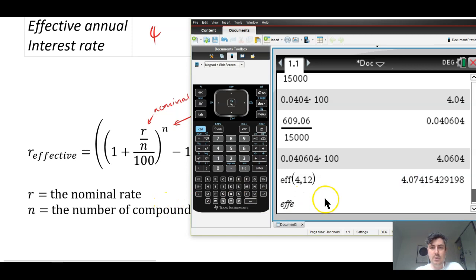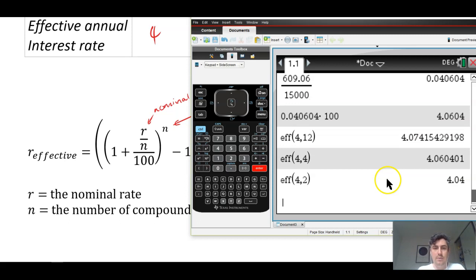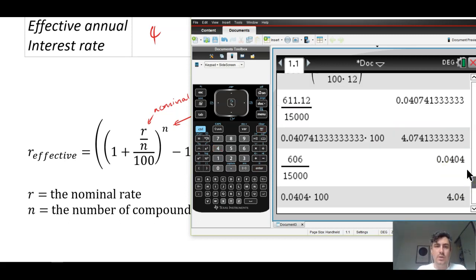And if we wanted to do it for quarterly, you'd say 4,4. If you wanted to do it semi-annually, you'd put 2 there. If you wanted to do it weekly, you'd put 52, etc. And that gives you the conversion straight away. But you do need to be able to also do it with the formula.